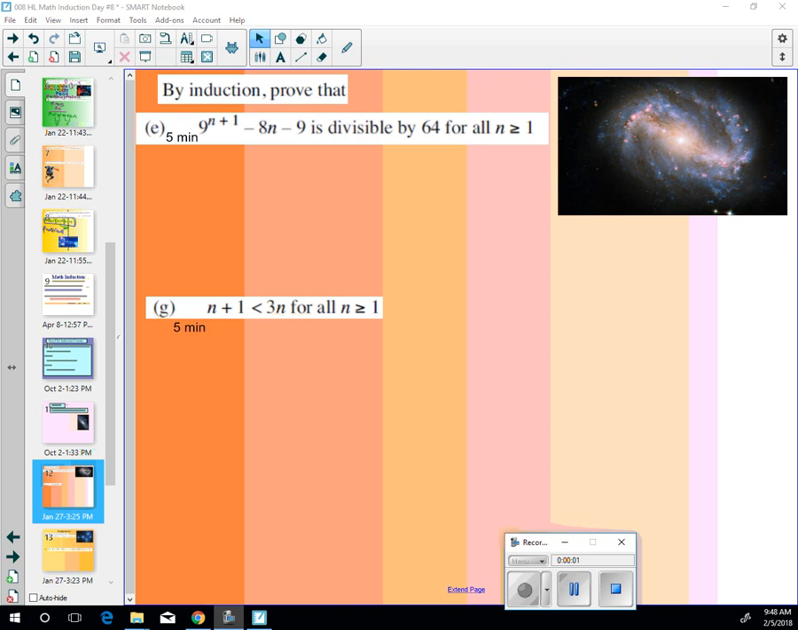Math induction, we do the 3 steps. It sounds like a 3-step program for math induction. Something different: n equal to 1, n equal to k, n equal to k plus 1. All of these math inductions will be this way.